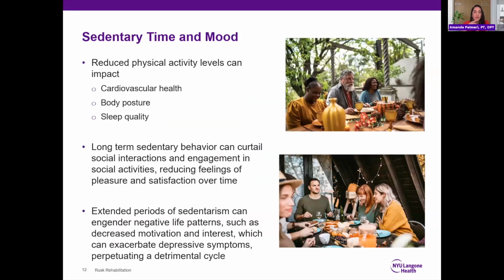How can sedentary behavior affect our mood? It does affect our cardiovascular health. It can affect our posture, and by doing so, it can affect our sleep quality. These are things that may affect mood. And so reducing social engagement, social activity, but then also not feeling motivated to return to those things can be something that affects us in both the short term as well as the long term.